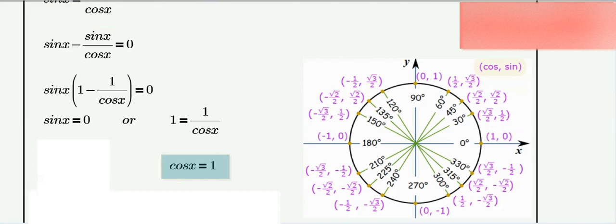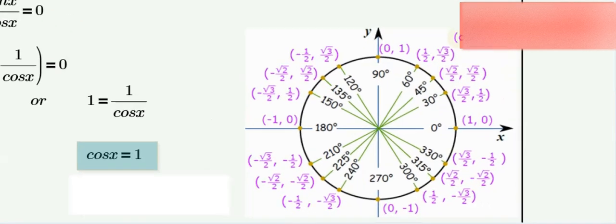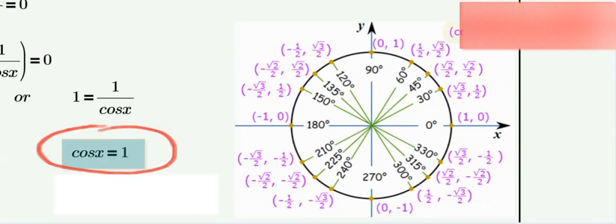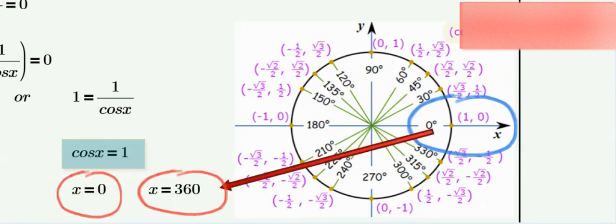And again, this will be where our solutions are. So sine of x equals 0 at the angles 0, 180 degrees, and 360 degrees. Cosine of x equals 1 only at the angles 0 and 360 degrees.